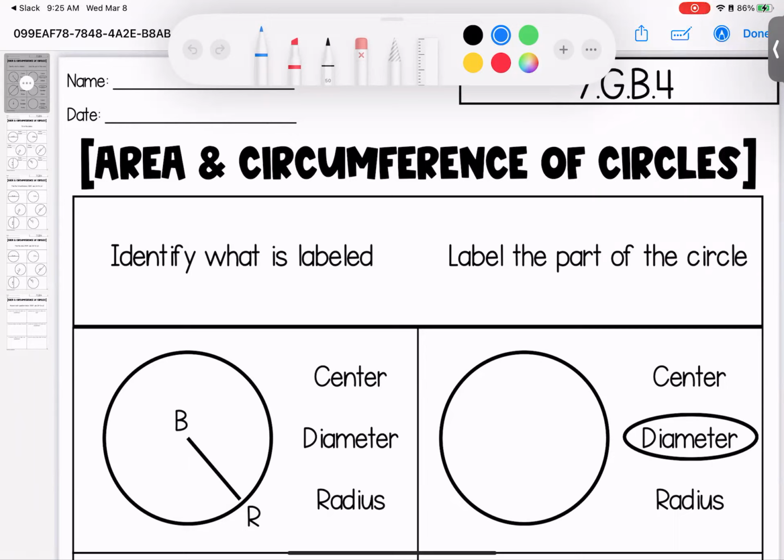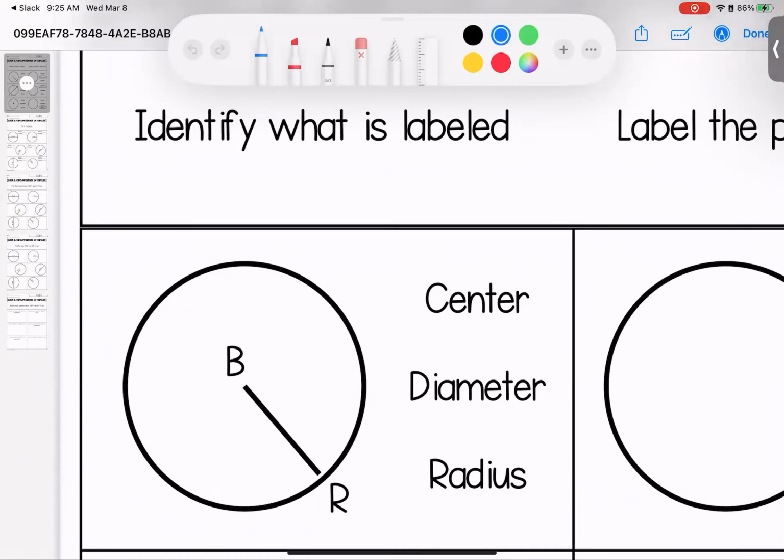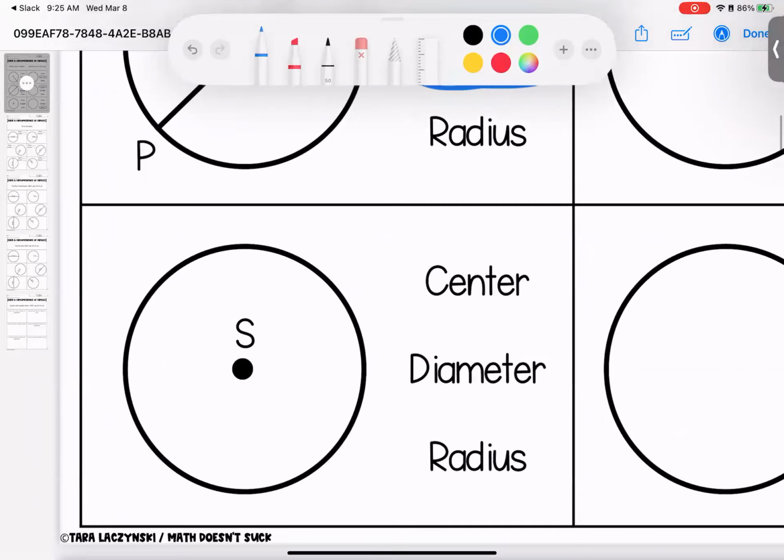Let's dive in. We are going to label the part that is circled. So these sides have their own different directions. What is the point from B to R? That is the radius because it is half the circle. This P to M would be the diameter and S is the center.